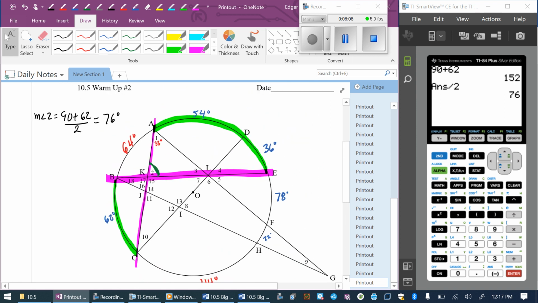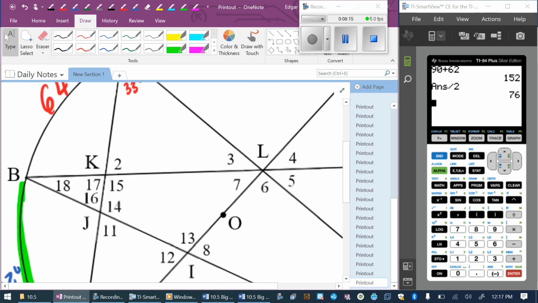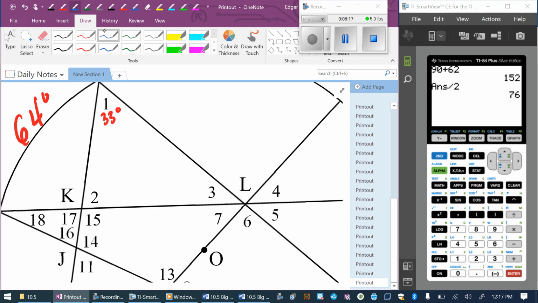Again, guys, that is how you find the measure of an angle that's inside of the circle. We add the two arcs that it intercepts. We find the two arcs that it intercepts, add them, and then divide by 2. So we're basically just finding an average.